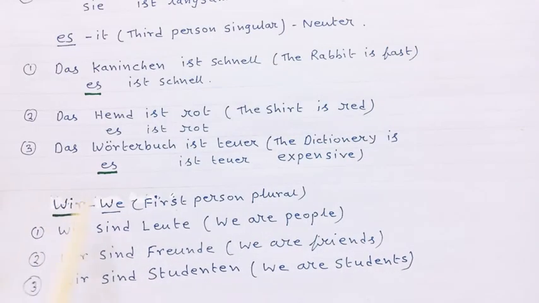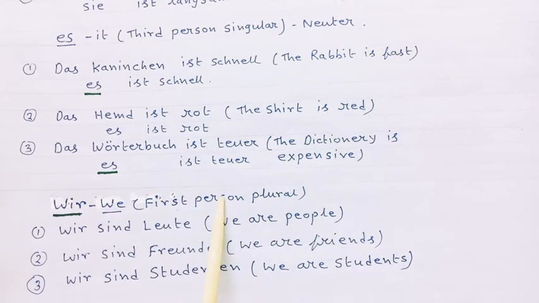Wir, we, first person plural. Wir sind Leute. We are people. Leute, people. Wir sind Freunde. We are friends. Now, Freunde, Leute are the plural forms. Wir sind Studenten. We are students.